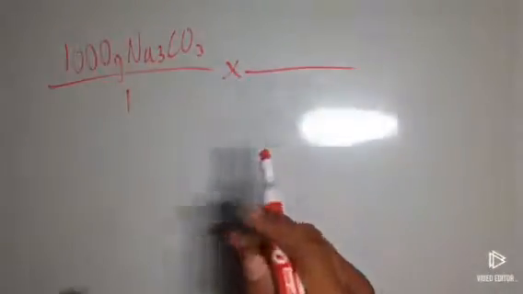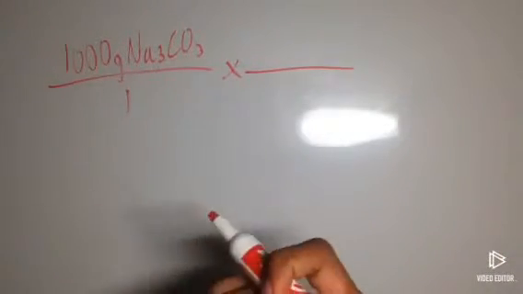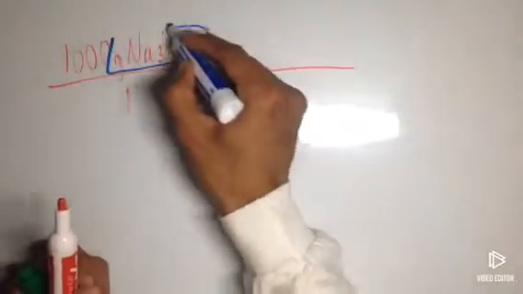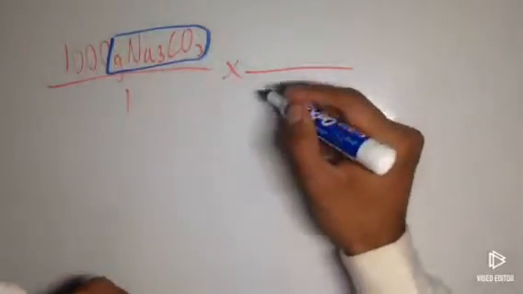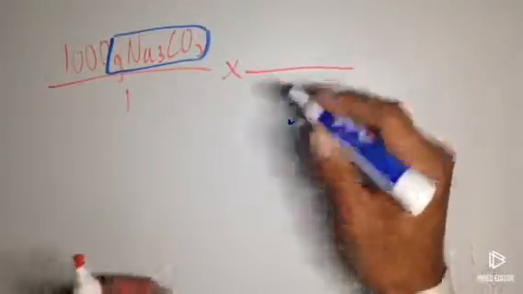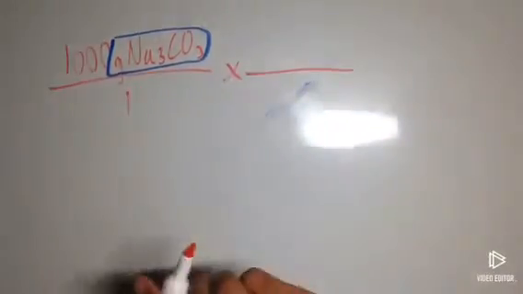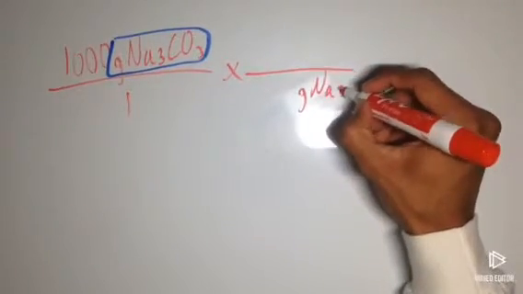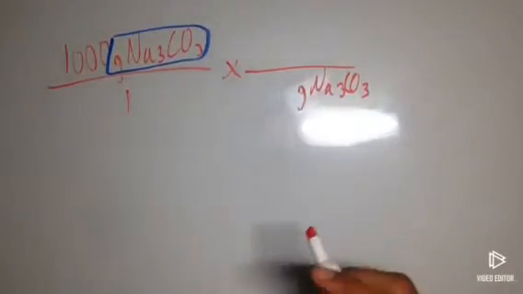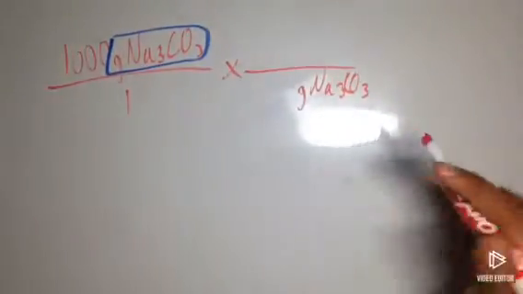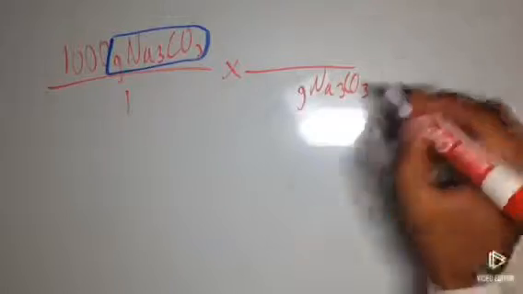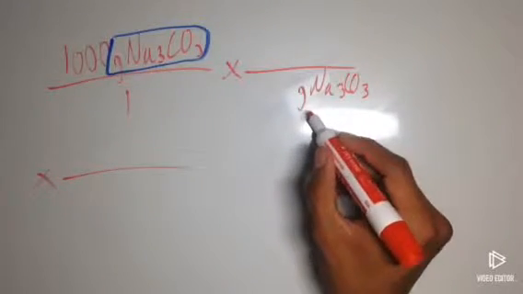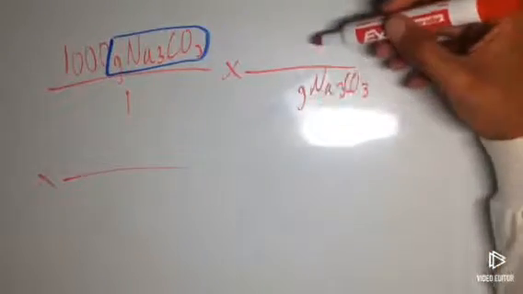So what we need to do is bring what we're trying to figure out and cancel it. In order to do that, we bring the grams of Na2CO3 down here. It turns into grams of Na2CO3. We bring this here, and then again we times it, bring it down over here. Then we need to figure out what goes on top.